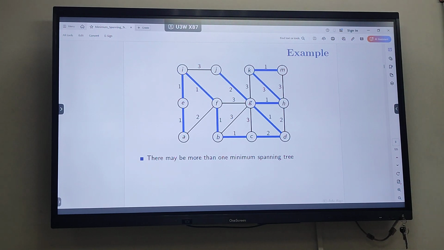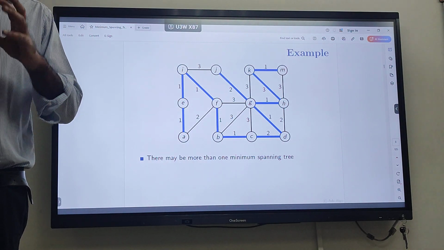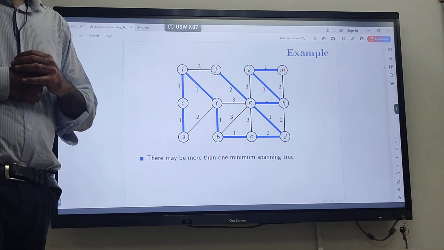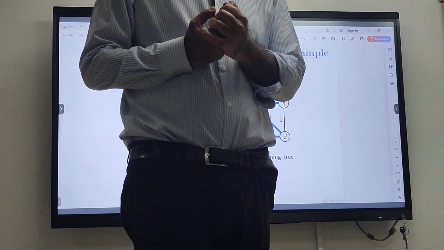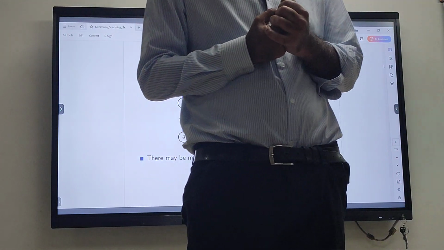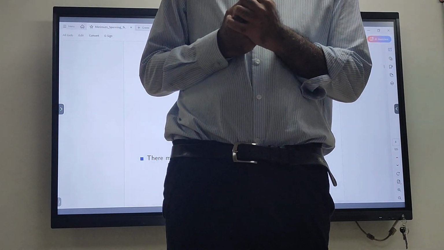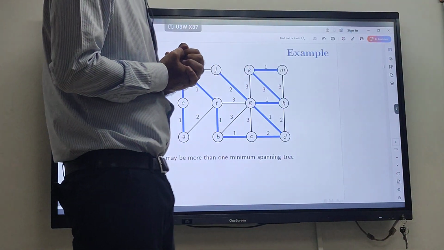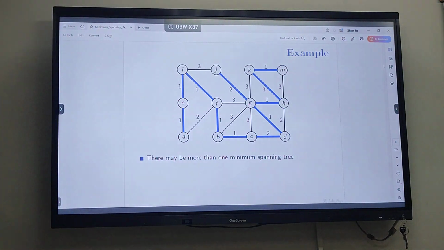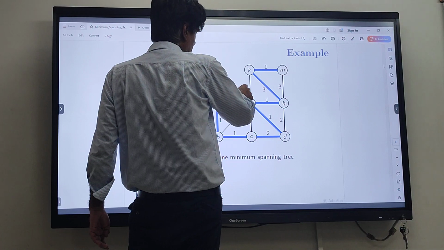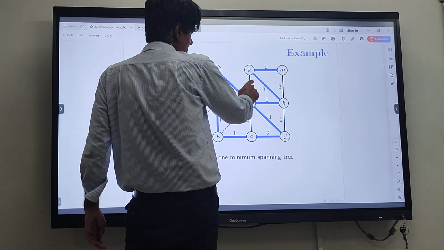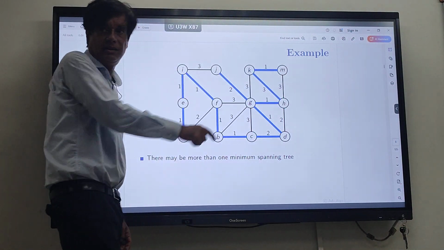Okay, so is the minimum spanning tree unique? No. When I say unique, I mean, is there one correct answer or can there be many possibilities? So for example, this is a minimum spanning tree and another minimum spanning tree will probably be that I swap this edge with this. So I include this edge, but I remove this edge.